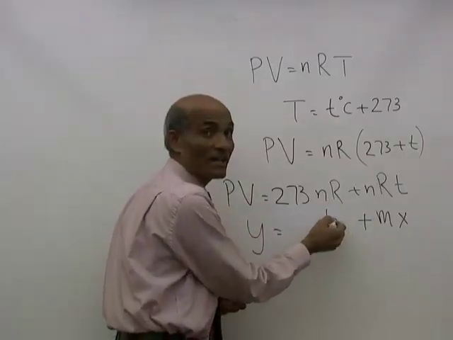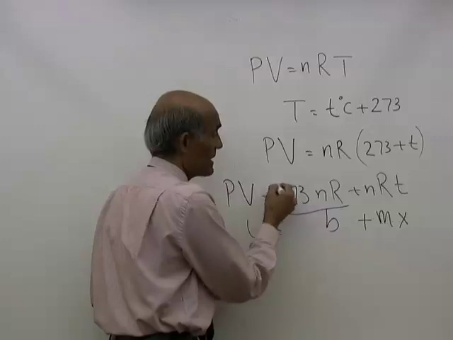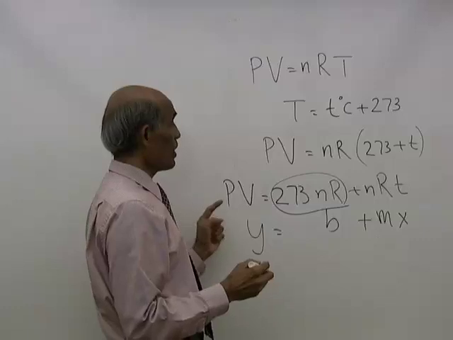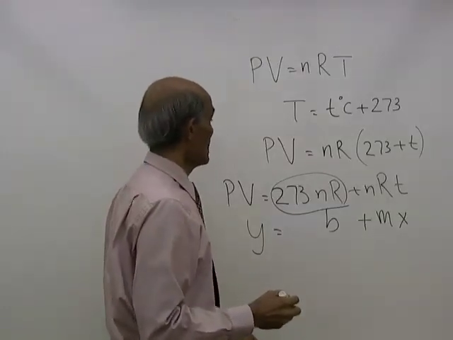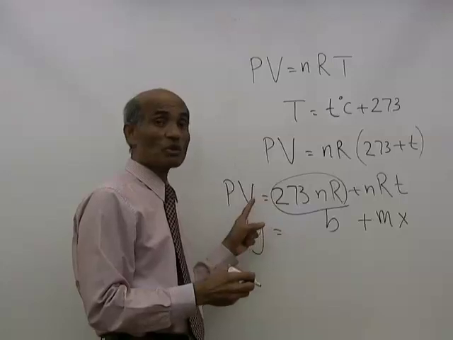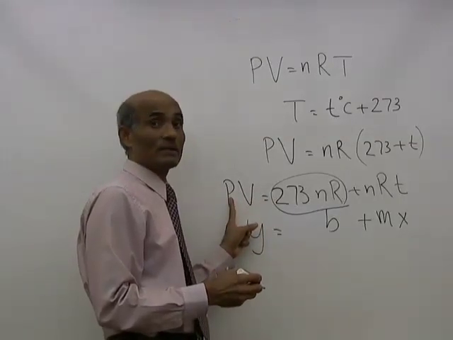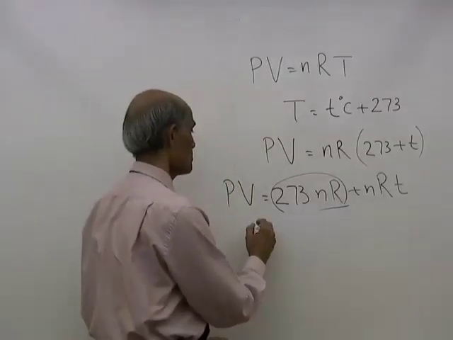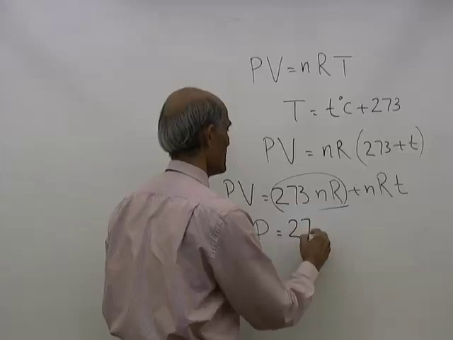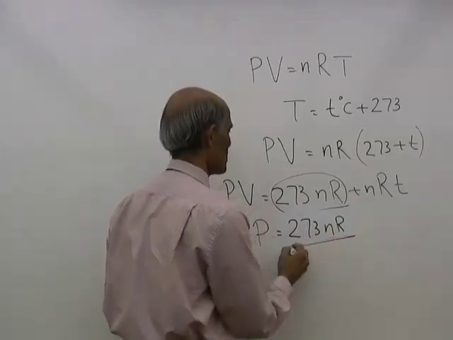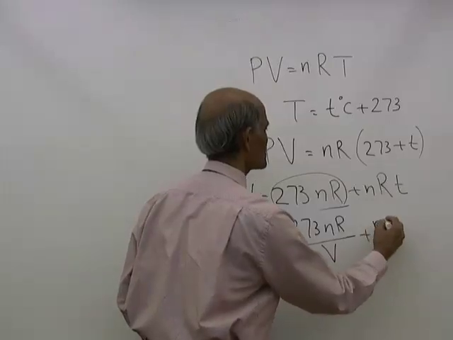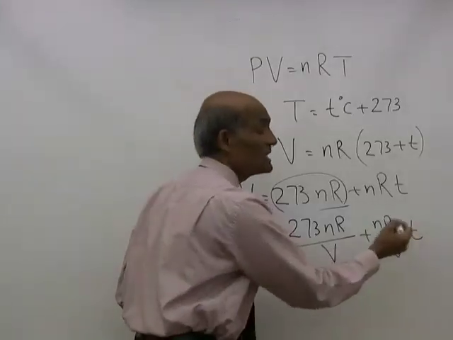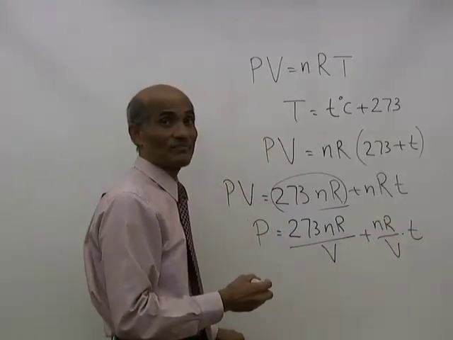Now, b is the y-intercept. That means this will be the y-intercept of your graph if you draw a graph of P against T. But we need to rearrange this equation one more time. Solve for P. So P will be equal to 273 nR over V plus nR over V times T, where this T is in degrees Celsius.